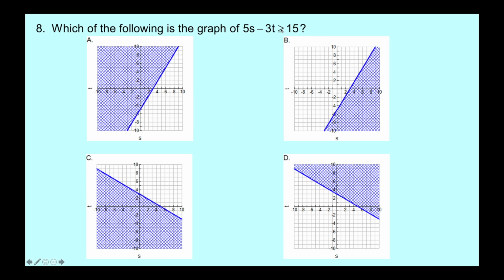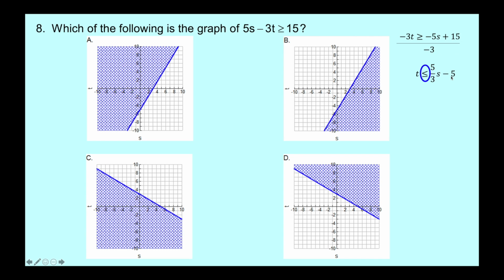So for this one, when I solve for T, I start by subtracting 5S. I get -3T is greater than or equal to -5S plus 15. From there, I divide everything through by -3. Since I'm dividing by a negative, I do have to flip the direction of the inequality, giving me -5 over -3 is +5/3 S. 15 divided by -3 is -5.